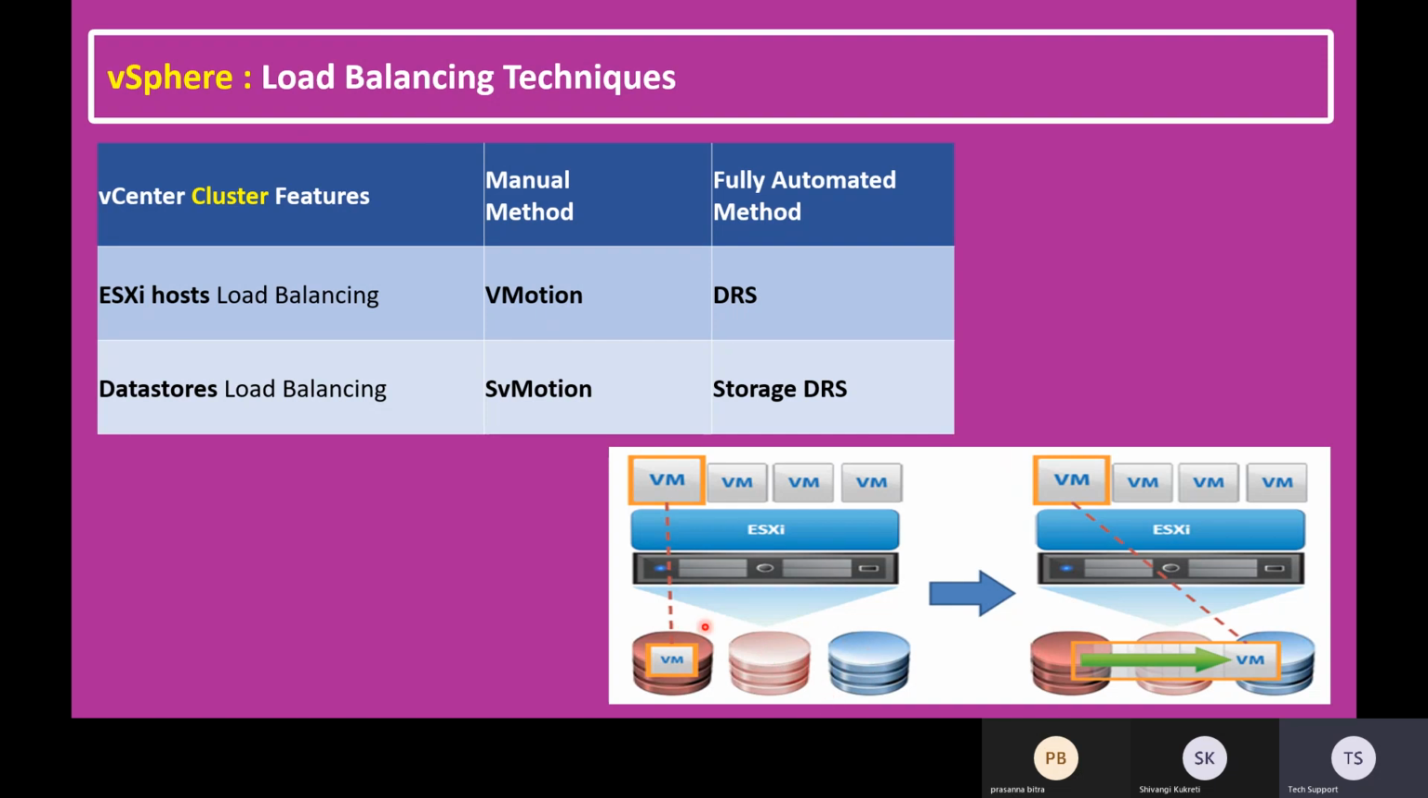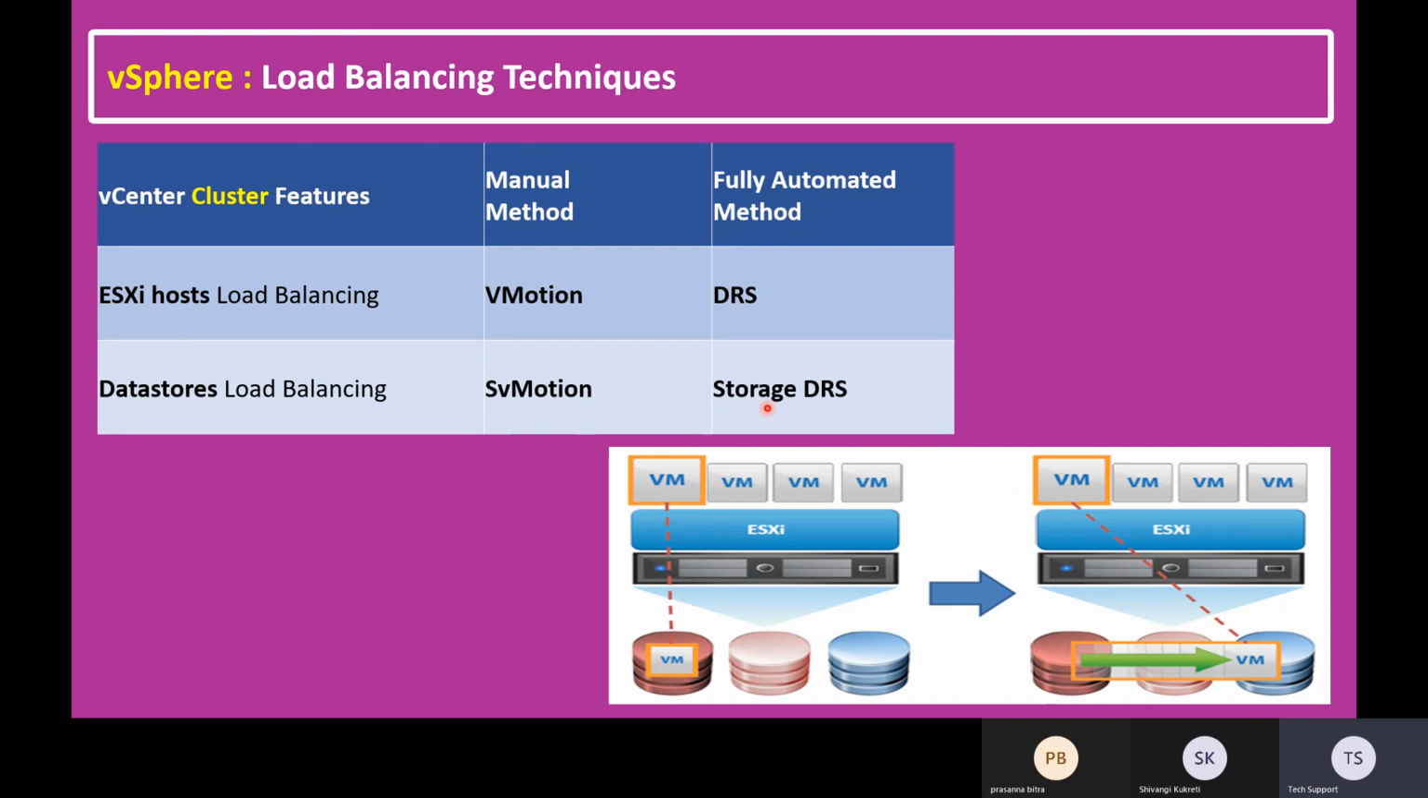Even within this three data store setup, if you see the diagram, the first scenario is the VM is running on the branch data store. Suppose in future the branch data store is full, the solution is we have to do an SV motion from the branch data store to another data store wherever the space is available. But this is a completely manual migration using SV motion, storage vMotion.